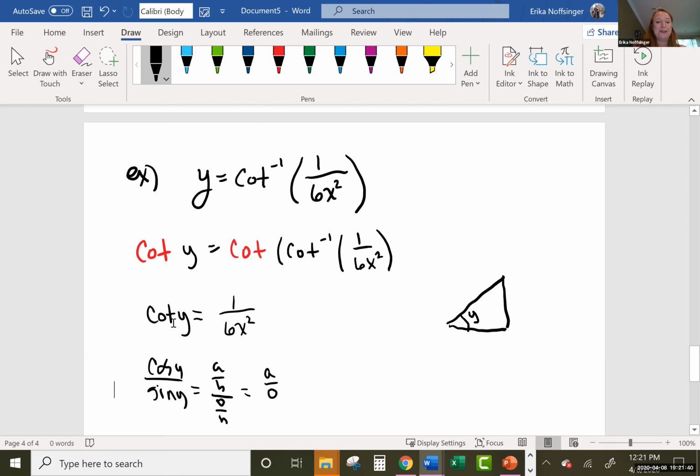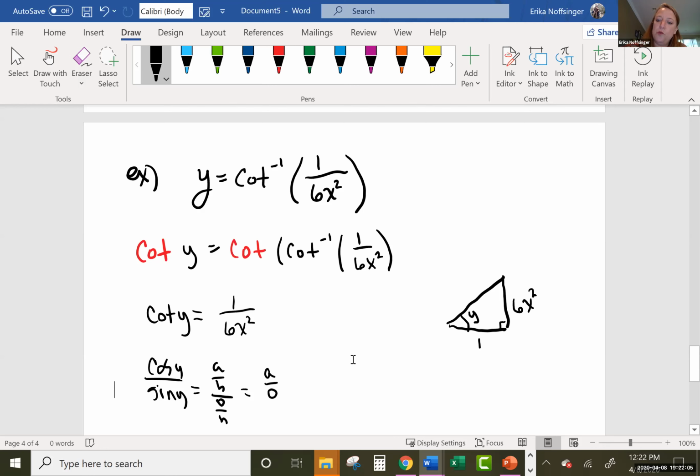So cotangent, you have your angle y. We know adjacent to that angle y, which is the side sandwiching it, that's not the hypotenuse. So this down here is 1. And our opposite side is 6x squared. So I need to figure out what the length of my hypotenuse is. And so we have a right triangle using the Pythagorean theorem.